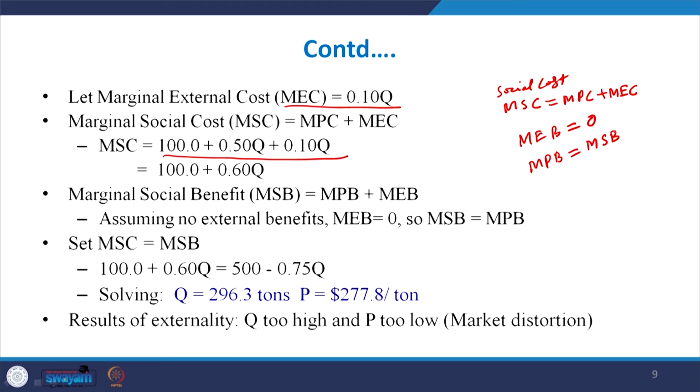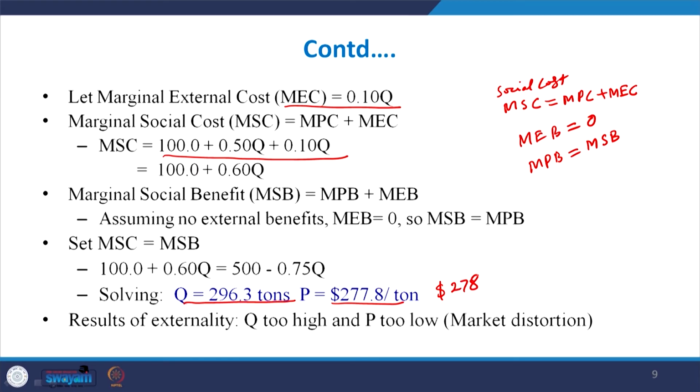Now, equate the marginal social cost to marginal social benefit and solve the equation. Now, 100 plus 0.6 Q equal to 500 minus 0.05 Q, and by solving it in the same manner as I did earlier, we get Q equal to 96.3 per ton, and now the market price that is determined by the interaction is 277.8, or approximately you can say $278.